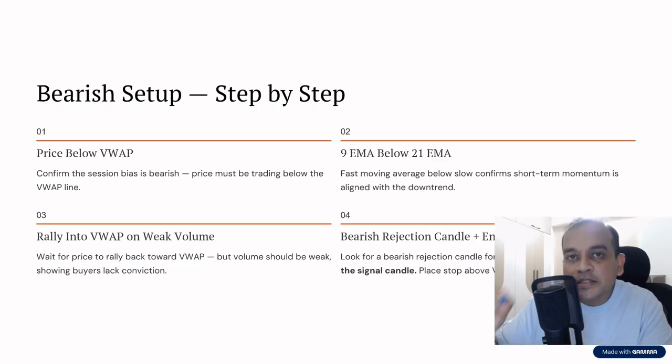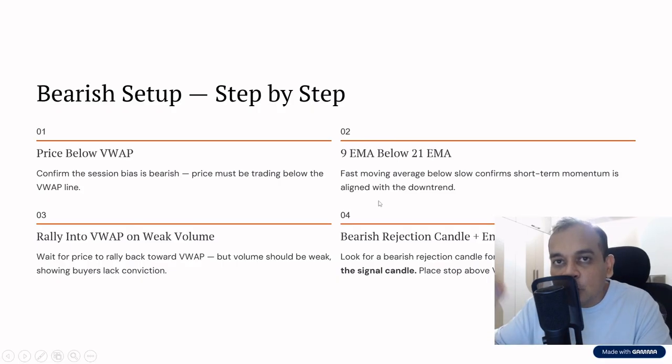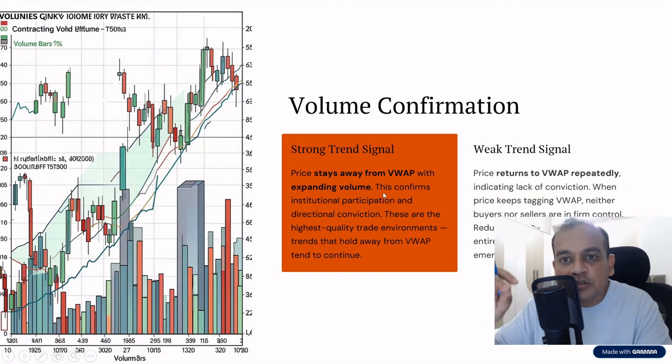That is, when the price is trying to reach the VWAP line from below, again there is weak volume, and then once it fails, there is a rejection at the VWAP line itself, and it comes down. Bearish rejection candle plus the entry, and again the stop loss would be 1 to 2% of your capital. So volume confirmation is most important.